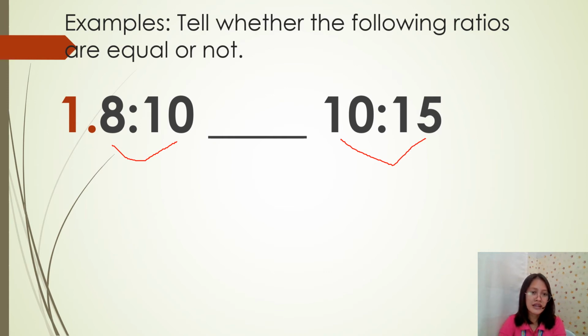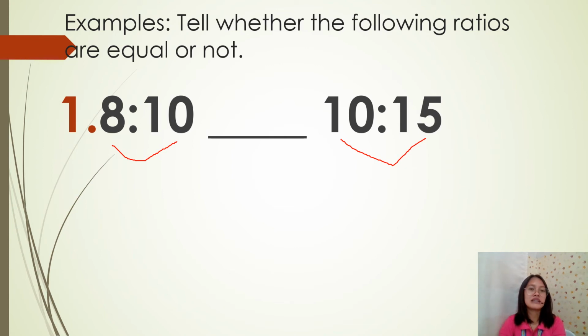So, try natin si number 1. We have 8 is to 10, blank 10 is to 15. So, again, paano mag-simplify? Get the GCF of the two terms. After getting the GCF of the two terms, divide. And then, kung ano po yung magiging sagot, yun na yung ating magiging simplified form.